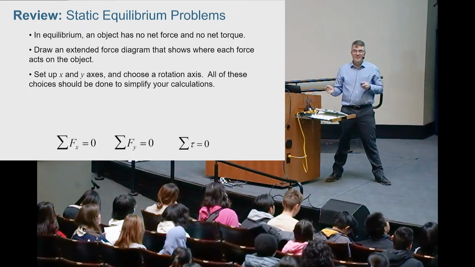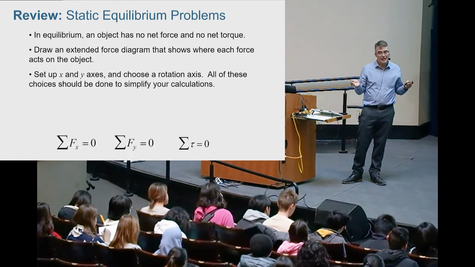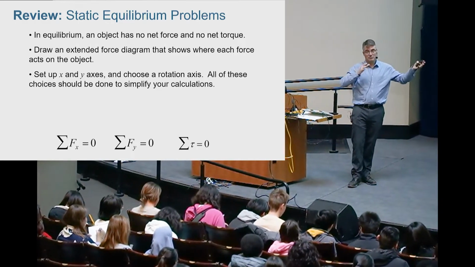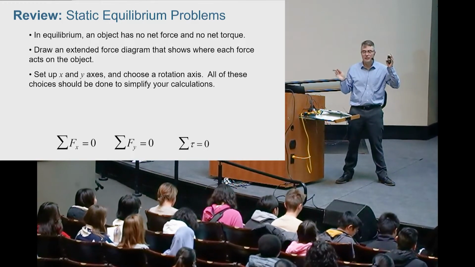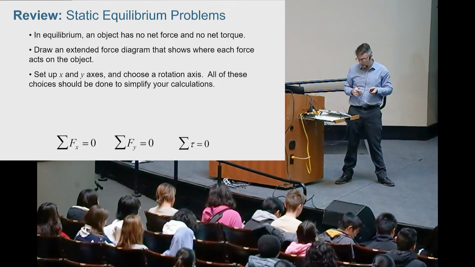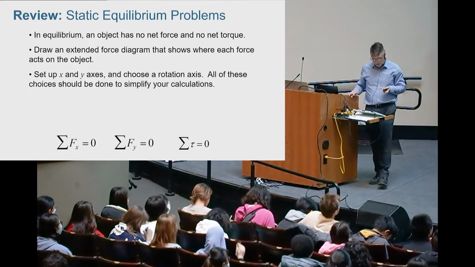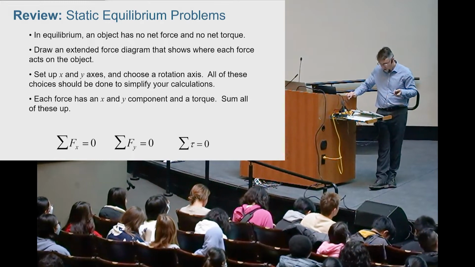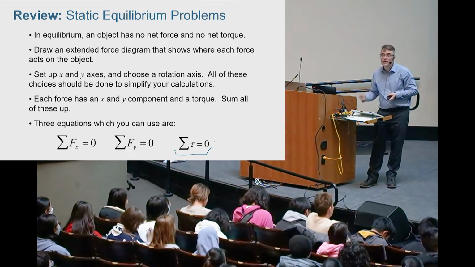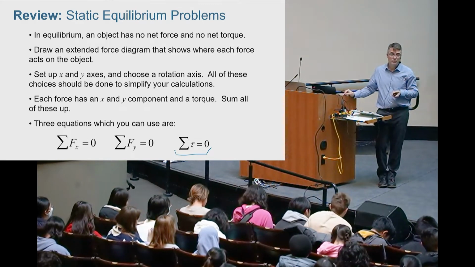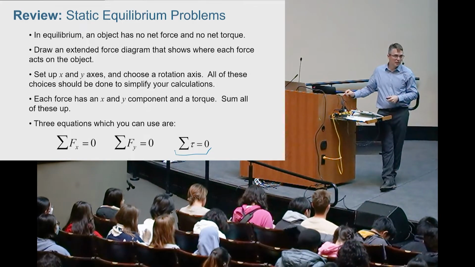The way you set up your x and y axes and where you put your rotation axis, none of that matters, really. You can put it in various ways and still get the right answer. You can call x, y, or y, x, doesn't matter. You can put your rotation axis wherever you like. You do it to simplify your calculations and to solve for the forces that you've been asked for. Then just sum them all up, they all equal 0. The equation that most often comes up is that the sum of the torques is 0, with most of the chapter 8 problems that you're given. That's the one I would start with.